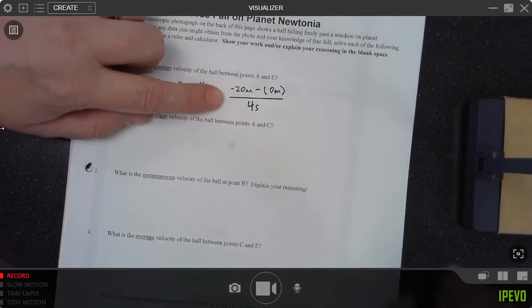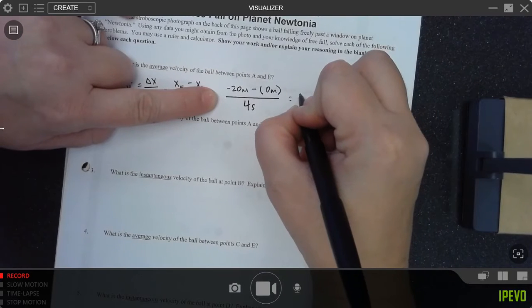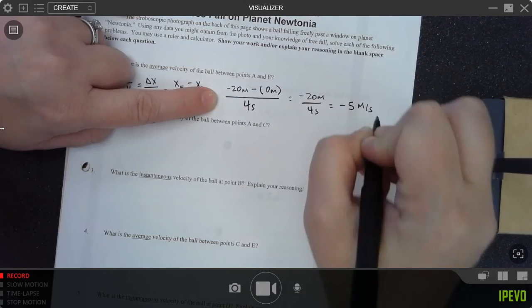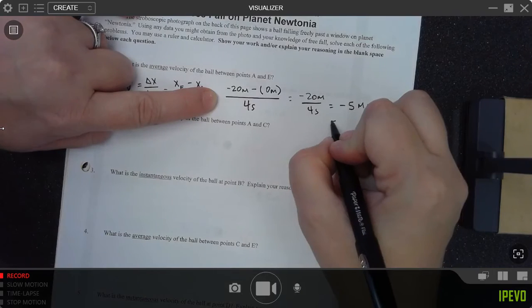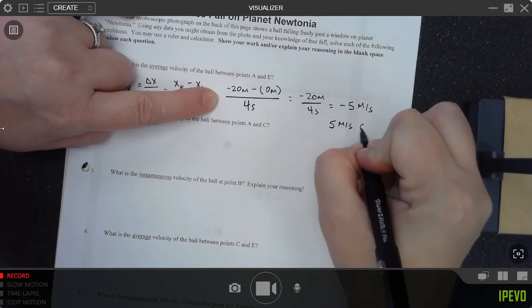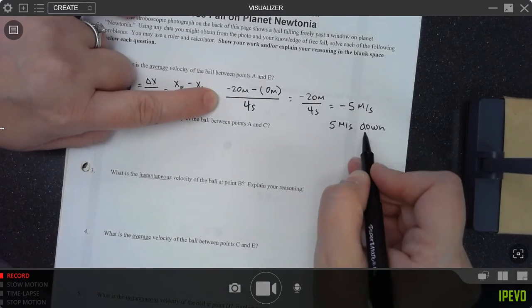So I have here that this is going to be minus 20 meters divided by 4 seconds, which gives me minus 5 meters per second. Another way that you could have written this answer is 5 meters per second and then tell me downward, because that tells me what direction. The sign tells me the direction, or you can just tell me the direction.